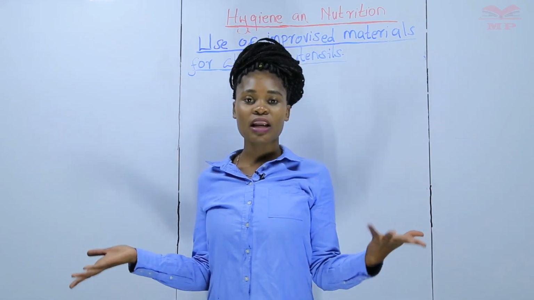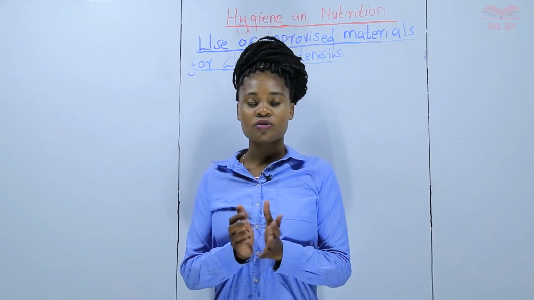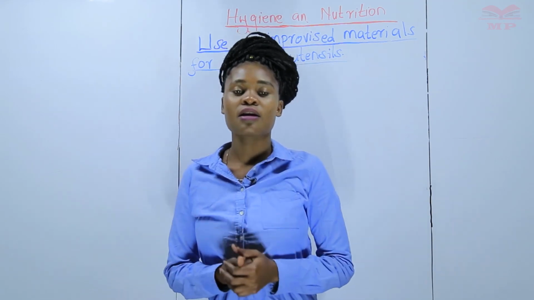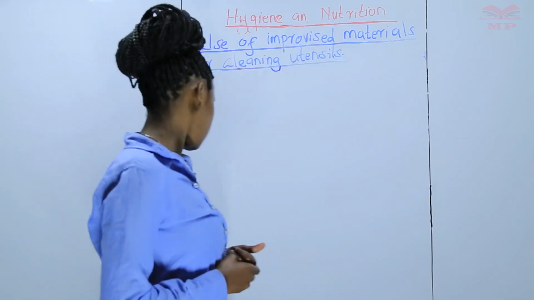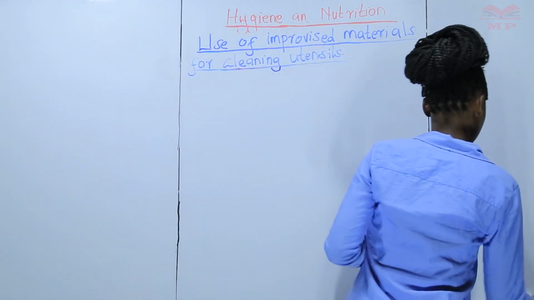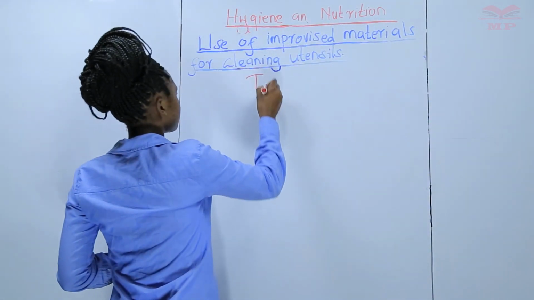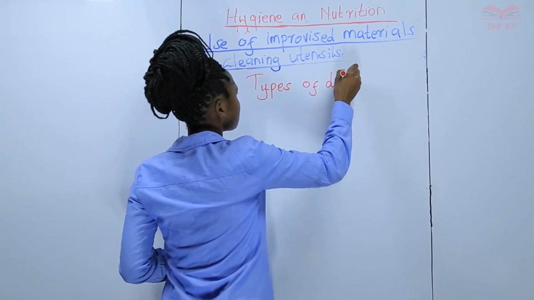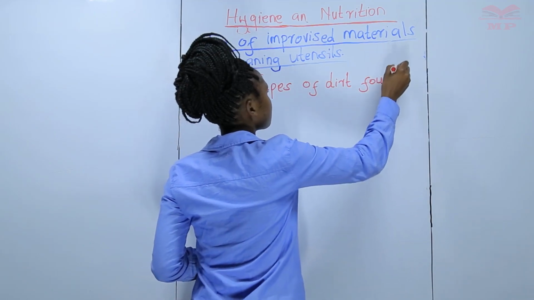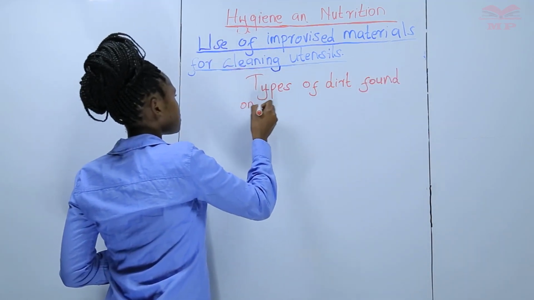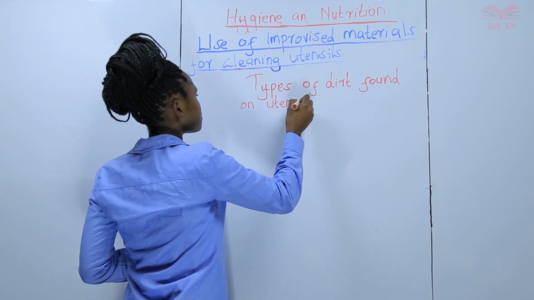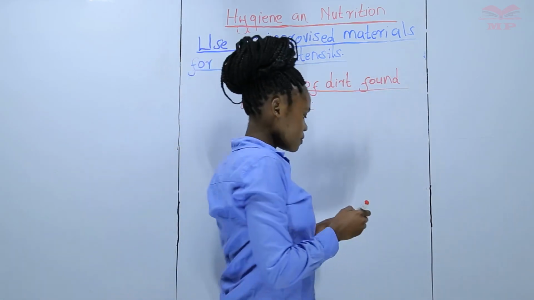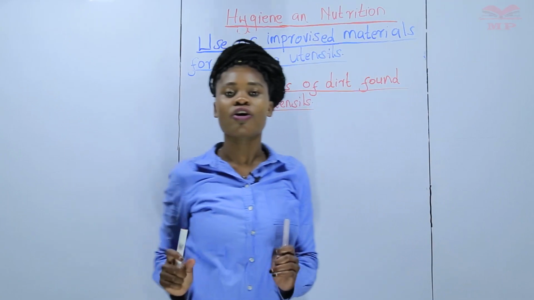Now, in our previous lesson, we learned the types of dirt found on utensils. So let's go through the types of dirt found on utensils before we learn the things we use to clean utensils.